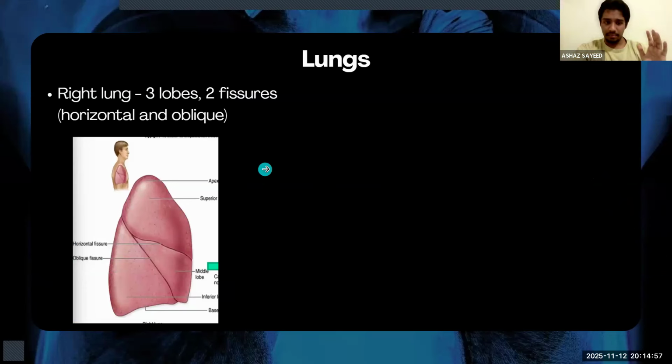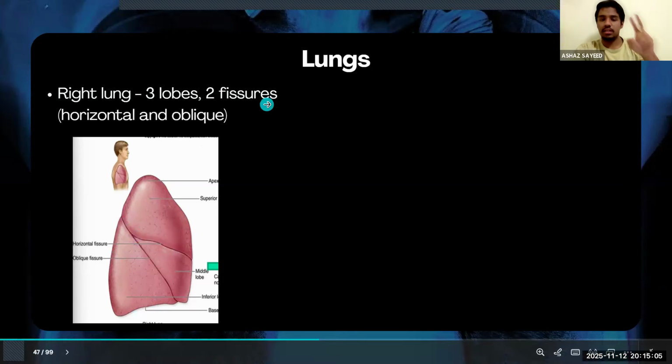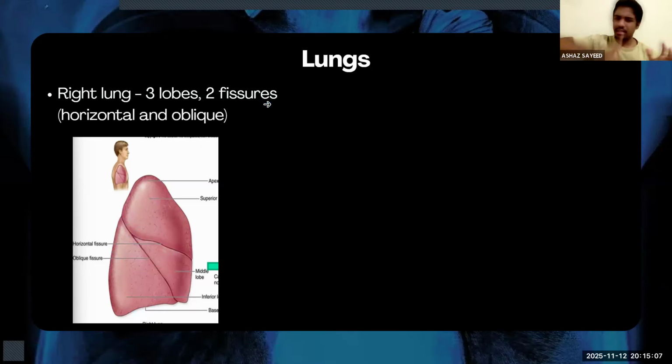Again, the right lung has three lobes. This is the upper lobe, this one's the middle lobe, and this one's the lower lobe. And it has two fissures. Fissures basically separate these lobes. You have the horizontal fissure, you can see this one, it's more horizontal. The horizontal fissure separates the upper and the middle, and the oblique fissure separates the middle and the lower one. That's all about the right lung.